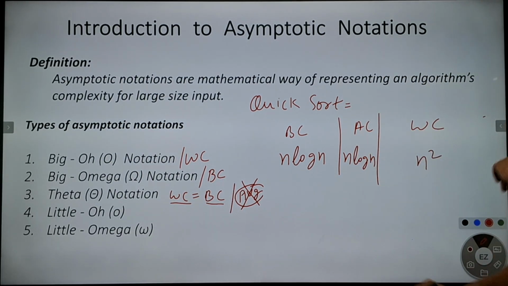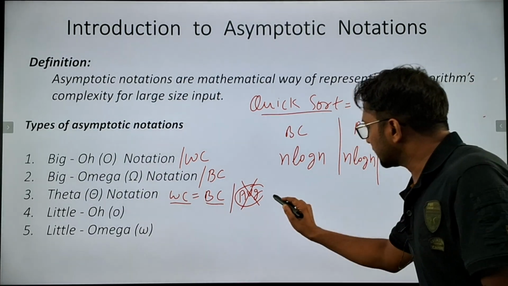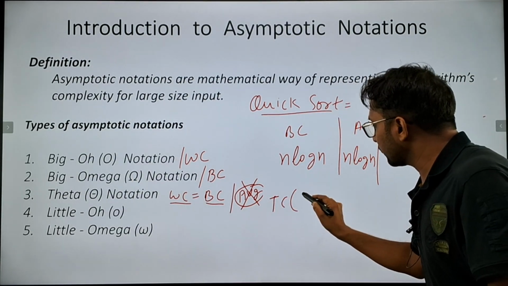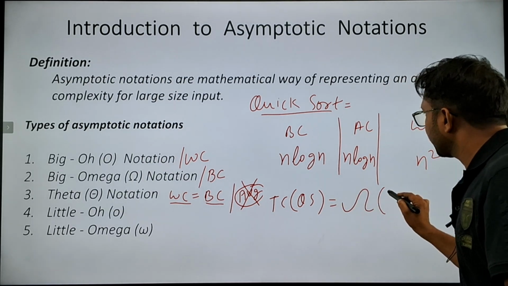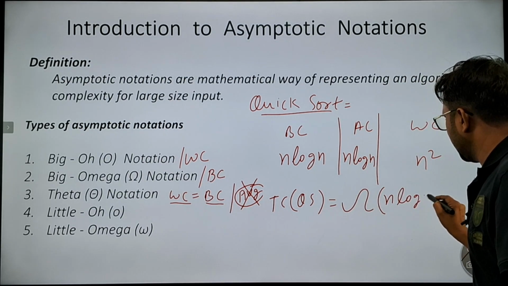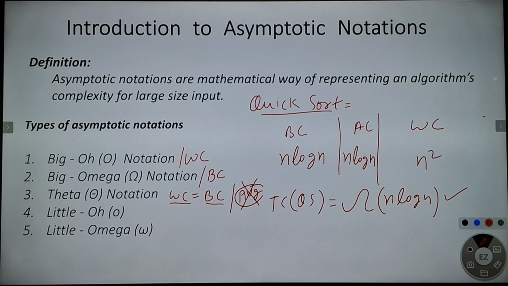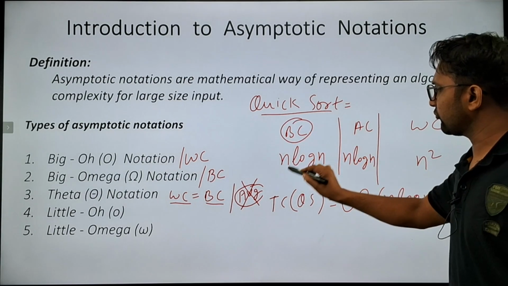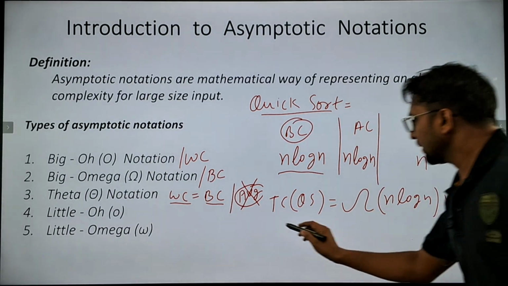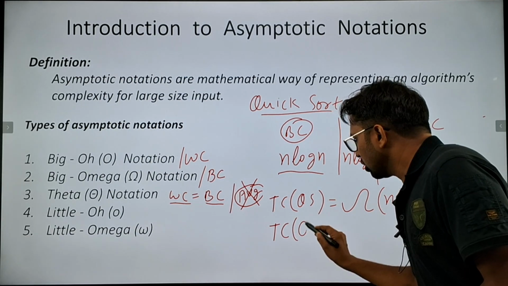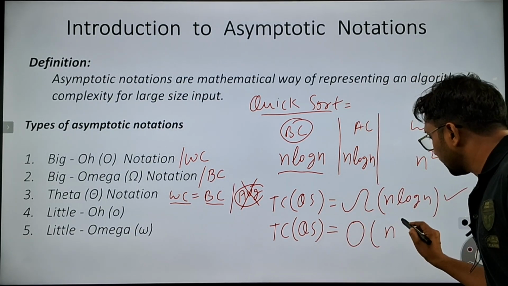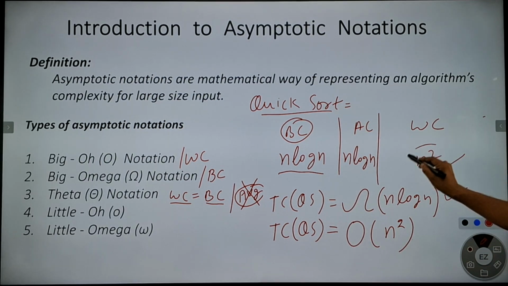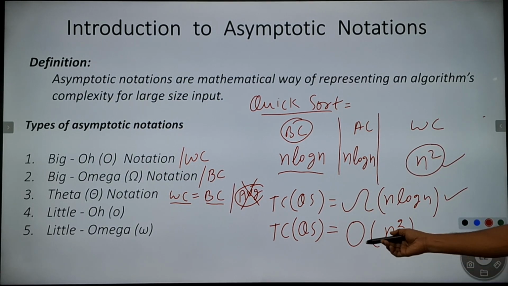See, what I can say about quick sort: the time complexity of quick sort is big omega of n log n. This statement is right, because the best case time complexity of quick sort is n log n. Yes, I can write this statement also: the time complexity of quick sort is big O of n square. This statement is also right because the worst case time taken by quick sort is n square.